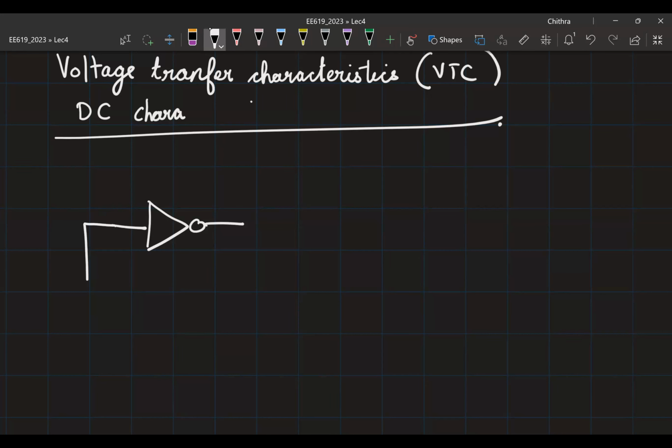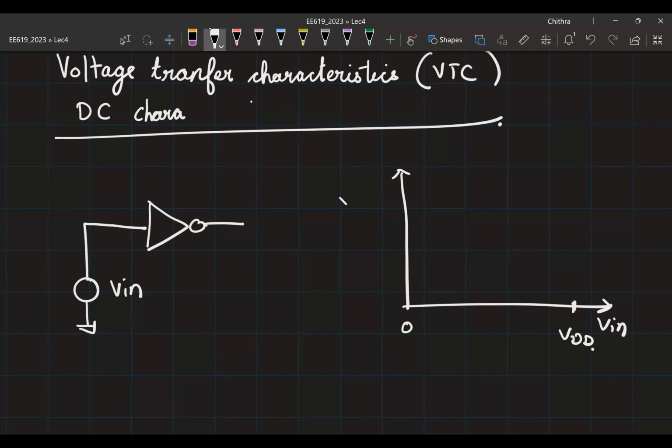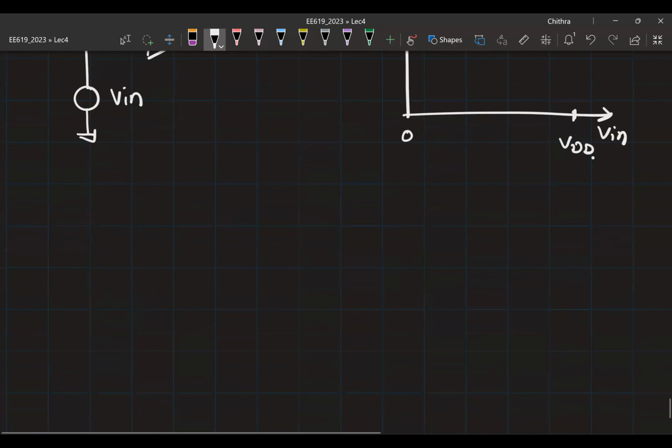You apply an input voltage V in, and then you vary this V in from the minimum value to whatever is the maximum value. Let's say it is from 0 to VDD. And you observe what is the V out for it. Okay, this is fine. So now let me give you a sample voltage transfer characteristics, and then you can discuss and tell me whether it is fine.